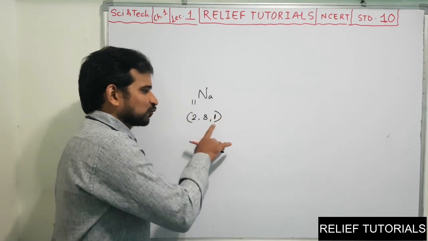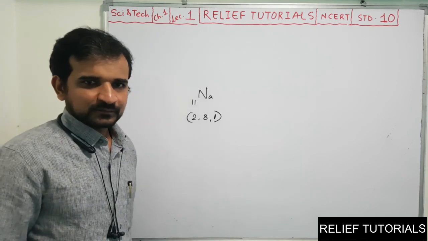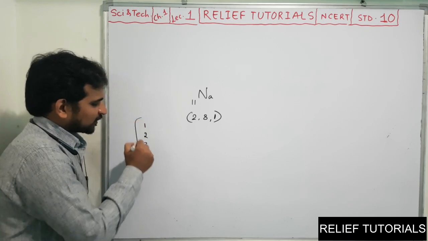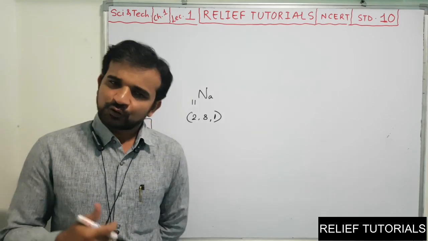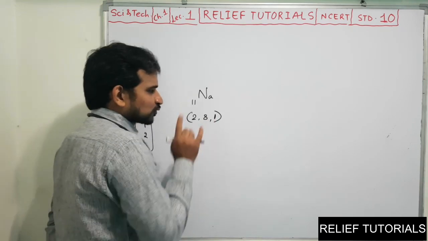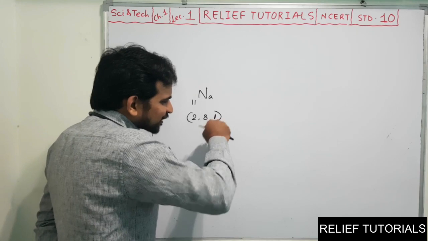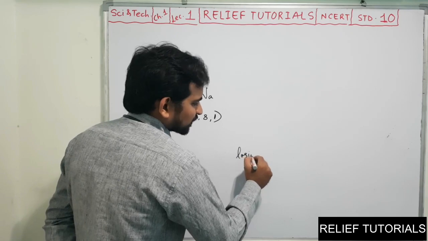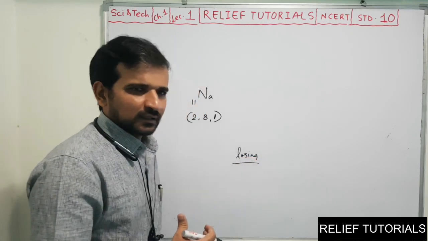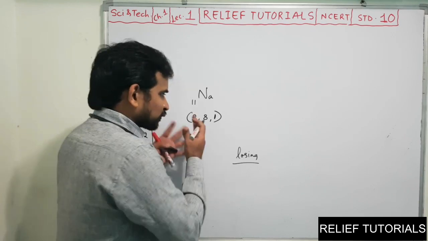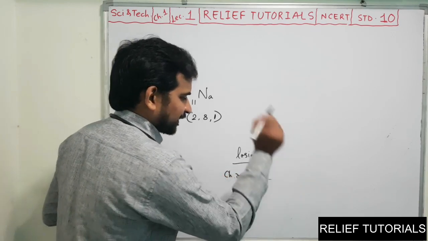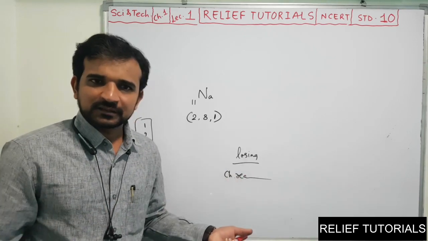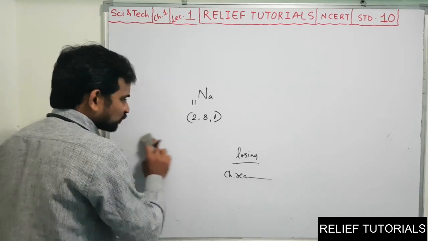So it has a tendency to lose this one electron. I think you know that if an atom has 1, 2 or 3 electrons in the outermost orbit, it has a tendency to lose the electron. So sodium is going to lose this one electron. When it loses this one electron, this losing action of sodium is called a chemical reaction. Losing, chemical reaction. Gaining, chemical reaction. This way.